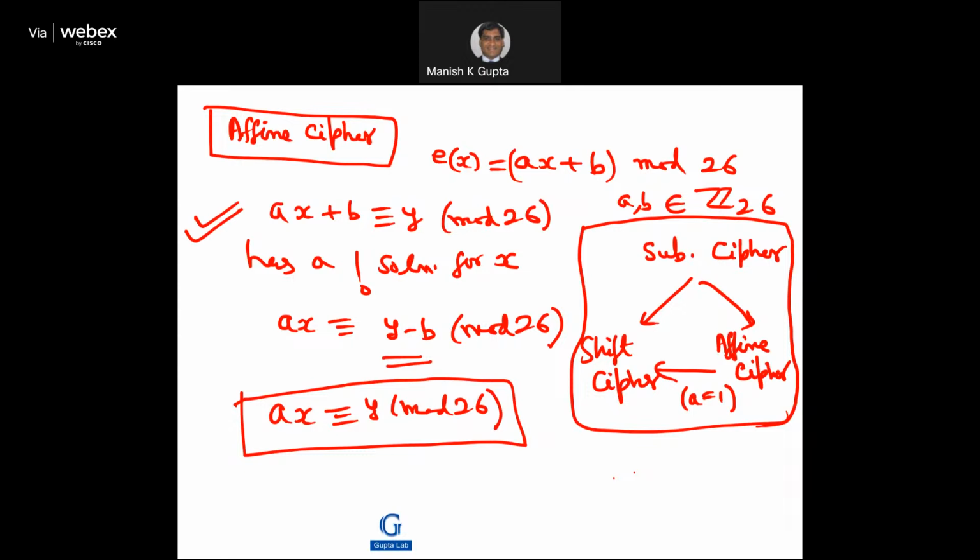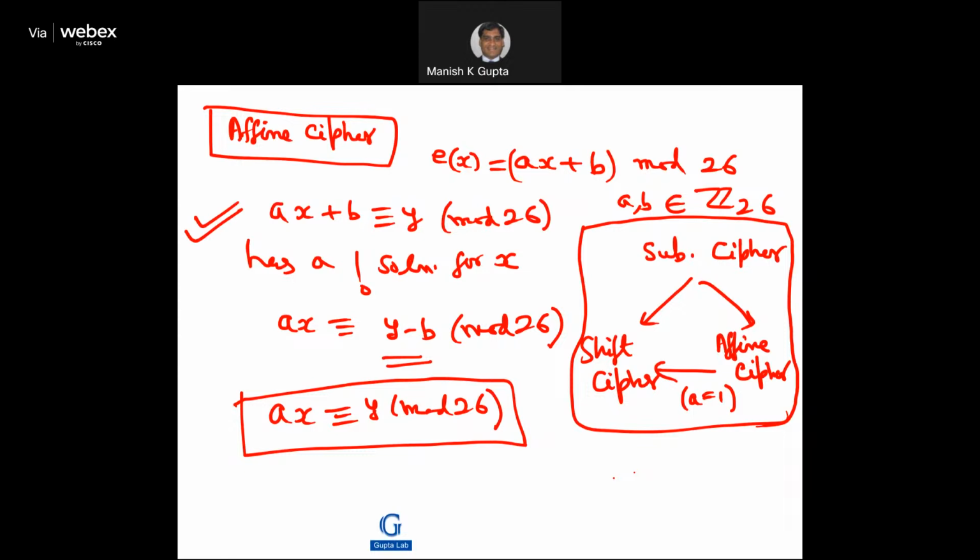Essentially, we should know a technique to solve the equation AX congruent to Y mod 26. I'm just replacing Y minus B with Y, to say that we should know how to solve this. This is important. We can solve this provided A inverse exists. Only then can we divide both sides, right? So we need to count how many times A inverse exists when we do integers modulo M. I'm going to discuss this.